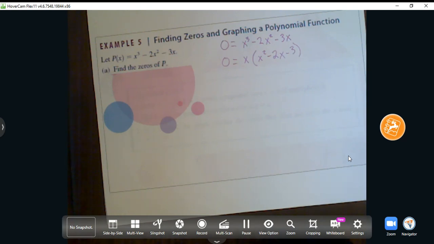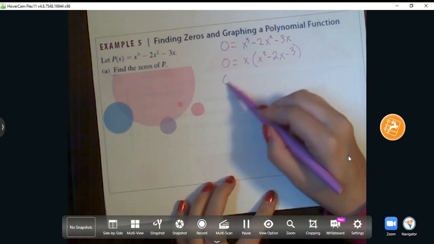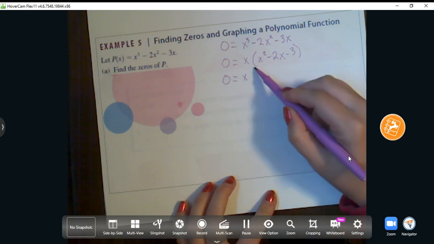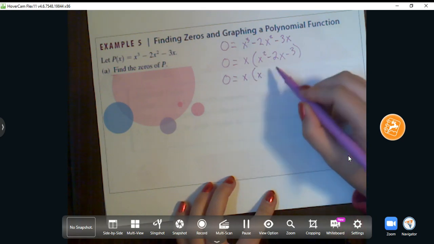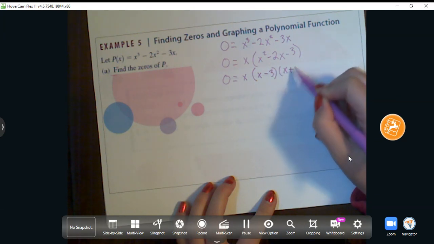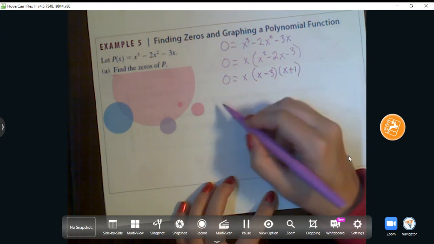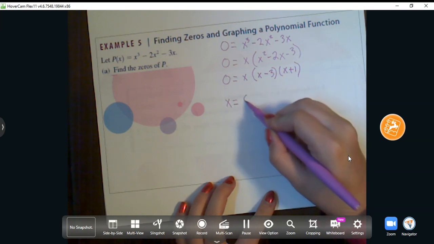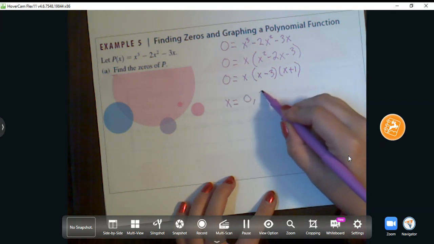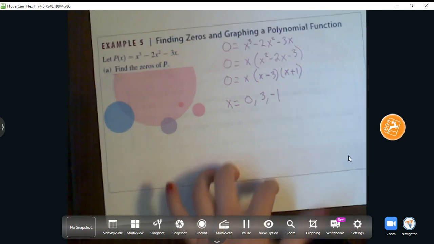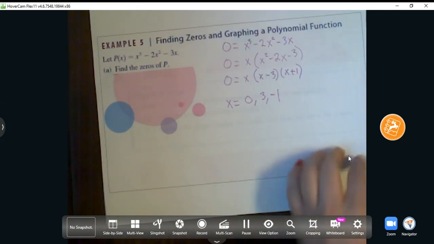So looking at it, our c value is negative 3. I don't have an a value, so we're just looking for two values that multiply together to give us negative 3, that add together to give us negative 2. Which is going to be a negative 3 and a positive 1, which means that my values are going to be 0, 3, and negative 1.